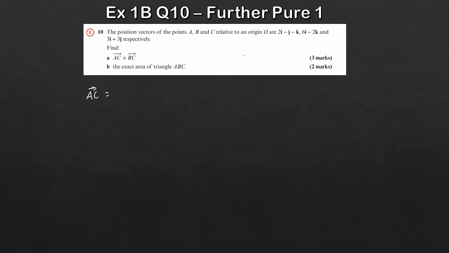Okay, so C is 3i plus 3j, so that's 3, 3, 0, minus the position vector of A, which is 2, minus 1, minus 1. Okay, if we perform this, so 3 minus 2, that's 1, 3 minus minus 1, so that'll be 4, and then 0 minus minus 1 will be 1. So that's the vector AC.